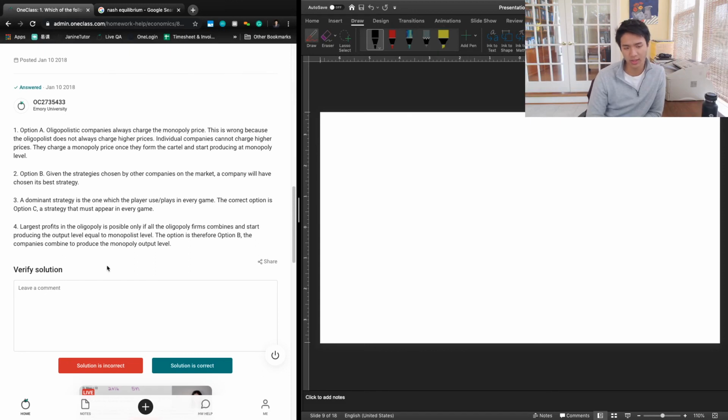Let's quickly read over the explanations that the previous tutor gave. So it says, 1, option A, oligopolist companies always charge a monopoly price. This is wrong because the oligopolist does not always charge higher prices. Individual companies cannot charge higher prices. They charge a monopoly price once they form the cartel and start producing at monopoly level, right? So that's, again, the same rationale that we provided, so that's good. B says that given the strategies chosen by other companies in the market, a company will have chosen its best strategy. That's a simple definition question, and so dominant strategy, that's the definition for dominant strategy.